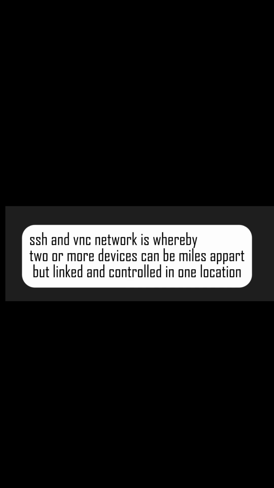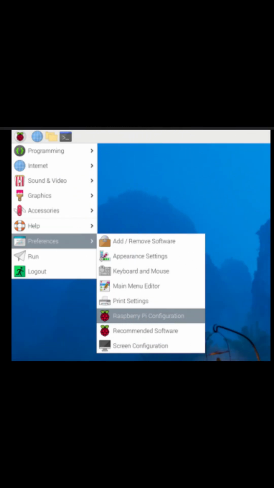via SSH and VNC. The video is strictly educational. From my previous video, I showed you how to set the Raspberry Pi as a desktop. Now let me show you how to set up the SSH and VNC.